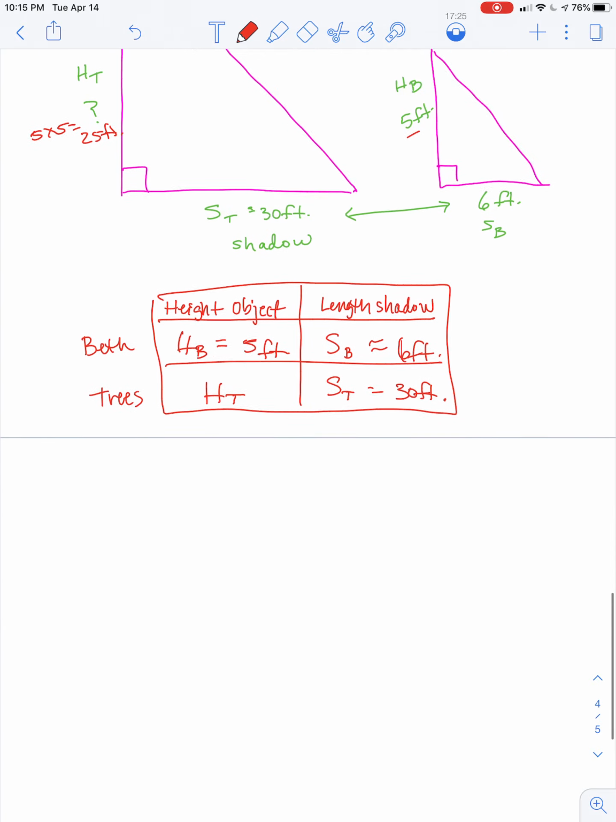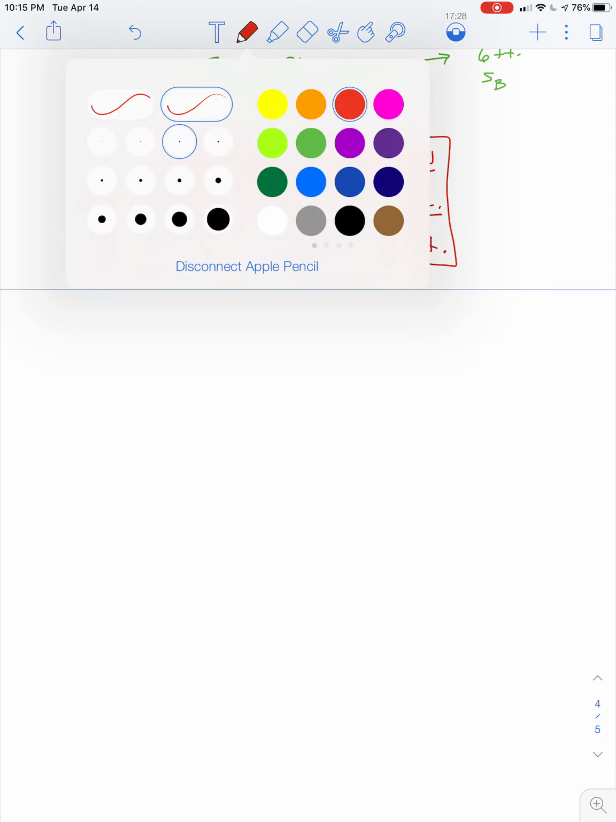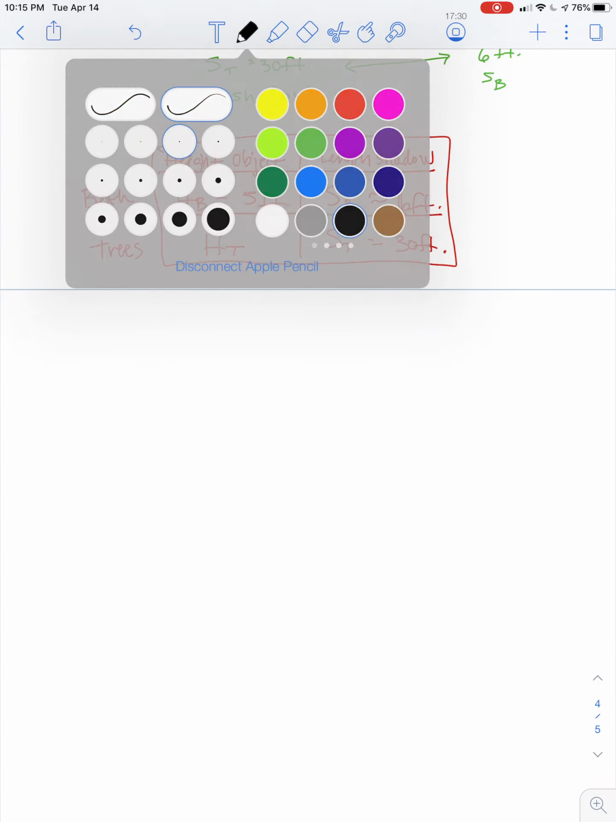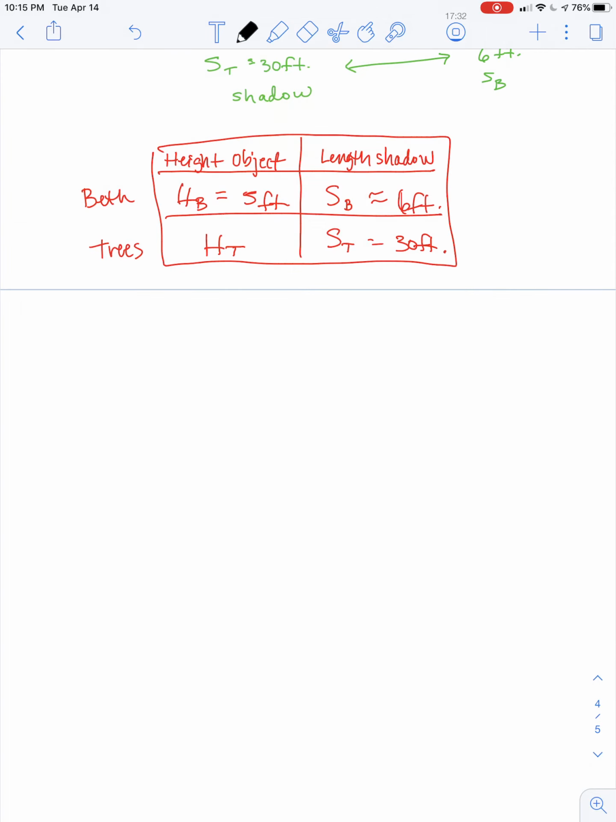Okay, we believe it's going to be 25, but let's use the math that we've been learning, our proportions, to see if that is, in fact, the truth. We always have to prove things here. So let's take our information and set this up. I have the height of Beth over the height of the tree equals the shadow of Beth over the shadow of the tree. There's the proportion.